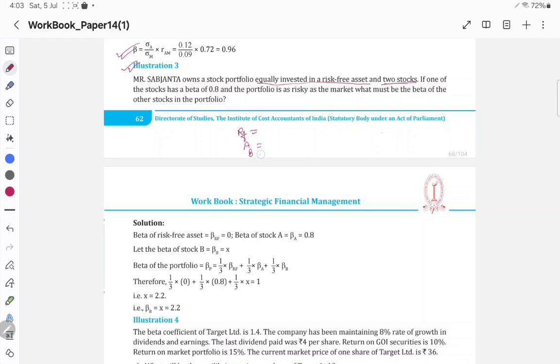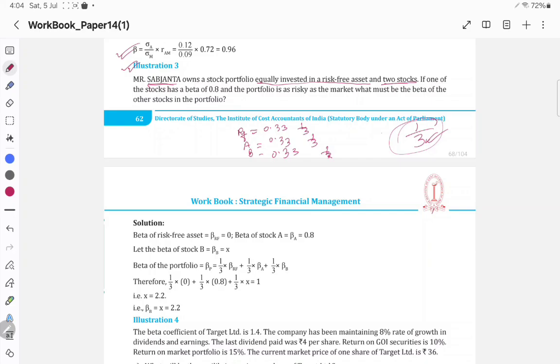So they are saying that Mr. Subjanta is a person who has invested equally in all the 3 securities. If there are 3, equally means what? 0.33 invested in each. We can say equally means 1 by 3. You assume that there are 3 stocks and it is equally invested, so we can say it is 1 by 3.